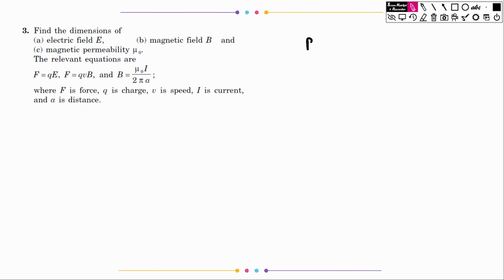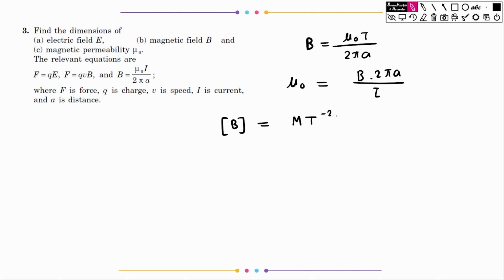And we also got magnetic field B is equal to mu naught I divided by 2 pi A. So taking mu naught on the left hand side, we can rewrite the equation as B into 2 pi A divided by I. Now just now we got dimension of B is equal to MT to the power minus 2 I to the power minus 1. And then comes the term 2 pi, which is a number, therefore it has no dimension. Then comes A, which is nothing but distance, therefore it will be denoted by L. Then comes the current I, whose symbol is also I.